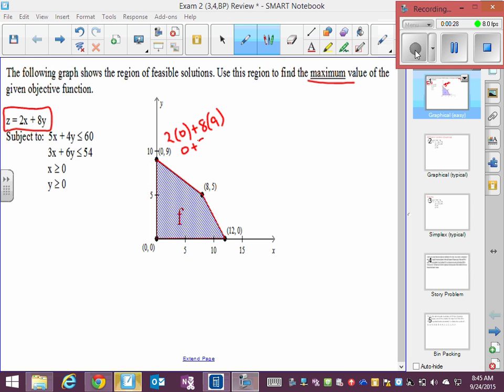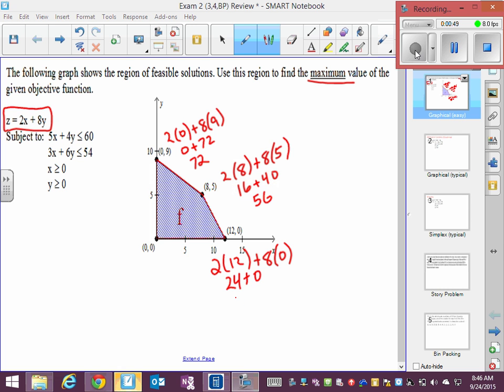That's 0 plus 72, is 72. We're going to have 2 times 8 plus 8 times 5, is 16 plus 40, or 56. We're going to have 2 times 12 plus 8 times 0, and that's 24 plus 0, or 24. And then, of course, 2 times 0 plus 8 times 0 is just going to be 0.